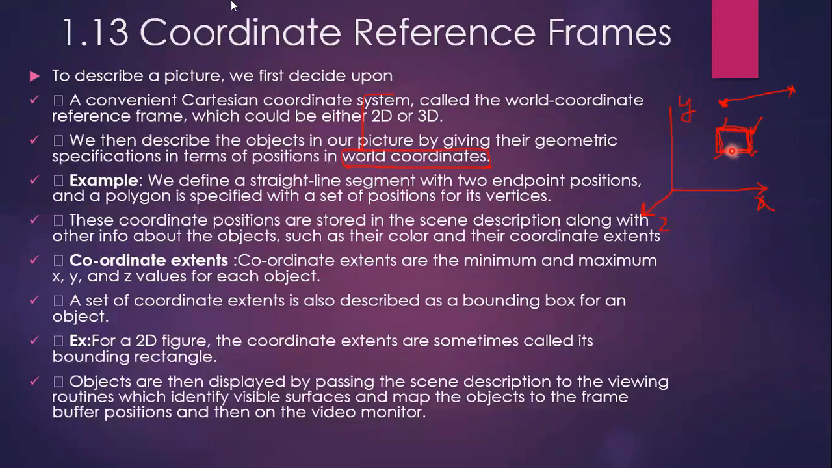The coordinate extents will have x and y values if it is a 2D representation, and x, y and z values if it is a 3D representation. So what are coordinate extents now? Coordinate extents are the minimum and maximum x, y, z values for each object. A set of coordinate extents is also described as a bounding box for an object. For a 2D figure, the coordinate extents are sometimes called a bounding rectangle.